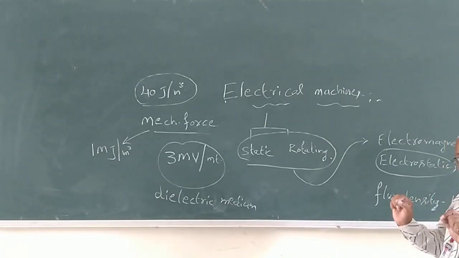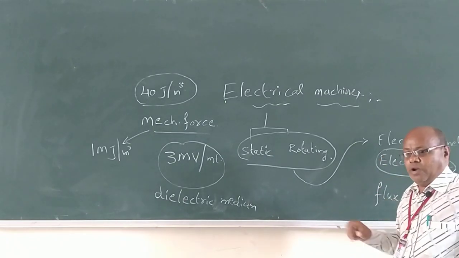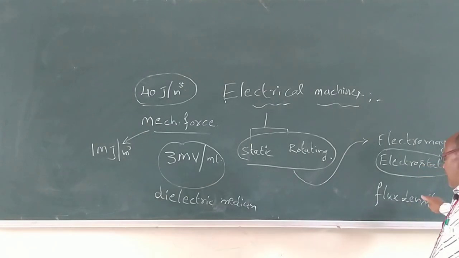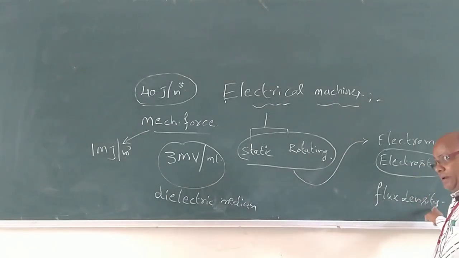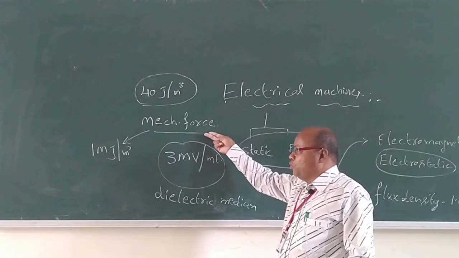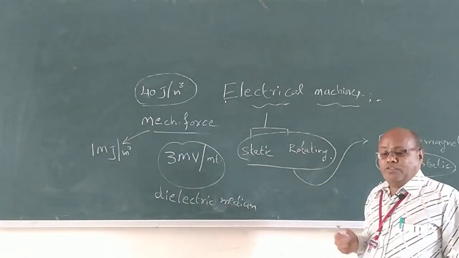This is standard. We can't produce more than this because there is a limitation according to the magnetic property of the ferromagnetic material. With only up to 1.6 Weber per meter square, that much magnetic density, we can produce up to about 1 megajoule per meter cube. That much energy we can produce.